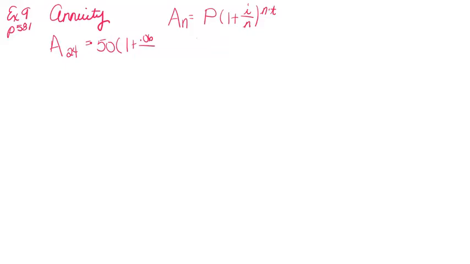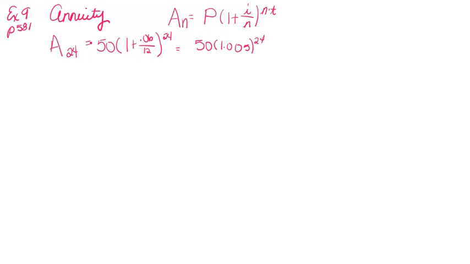So that's represented as 0.06. It's compounded 12 times a year, and in that case the first one will be compounded 24 times. So when I simplify this, this becomes 50 times 1.005, because 0.06 divided by 12 is 0.005, and then I add it to 1 to the 24th.